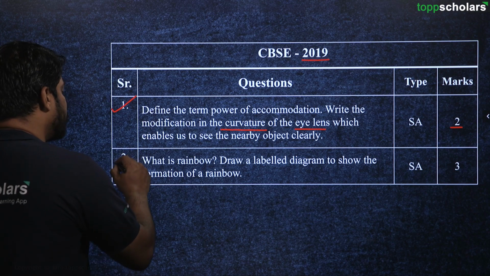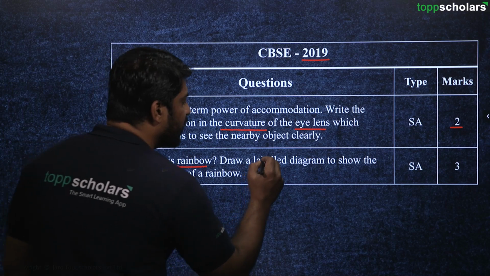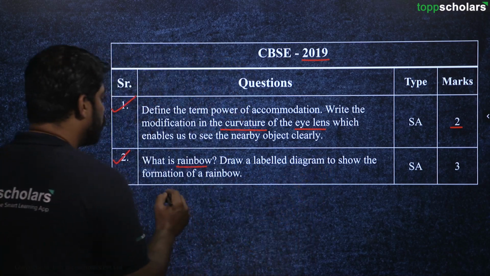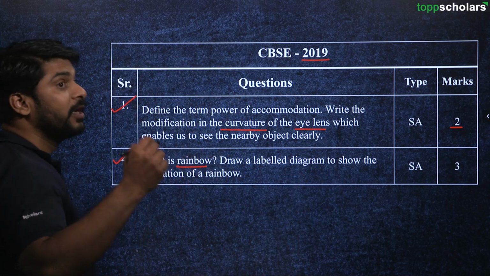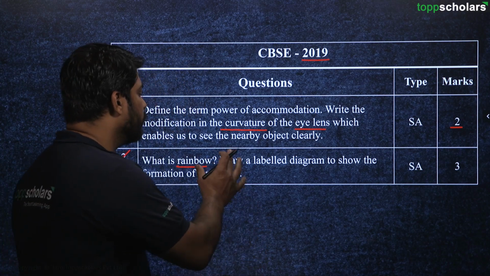Then the next question over here is, what is rainbow? Draw a labeled diagram to show the formation of a rainbow. So how exactly rainbow is formed, that is what we have to show here.